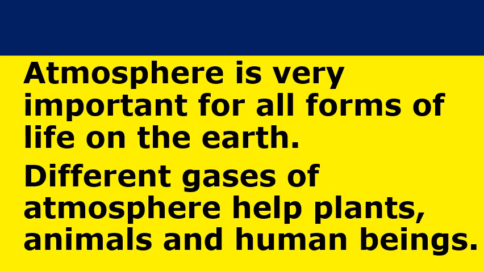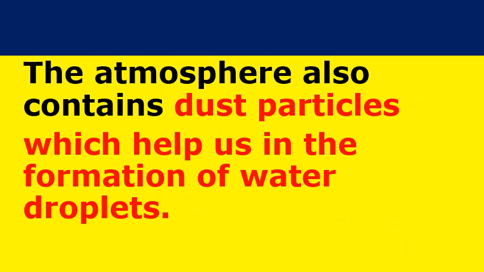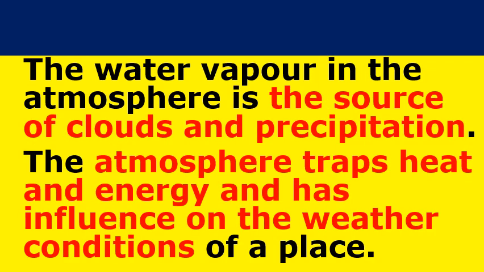Atmosphere is very important for all forms of life on the earth. Different gases of atmosphere help plants, animals, and human beings. The atmosphere also contains dust particles, which help us in the formation of water droplets, and thereby we receive rainfall. The water vapor in the atmosphere is the source of clouds and precipitation. The atmosphere traps heat and energy and has an influence on the weather condition of a place. So the weather condition of a place is decided by the atmosphere. Because of atmosphere, we have clouds in the sky and thereby rainfall too. This is the advantage of atmosphere.